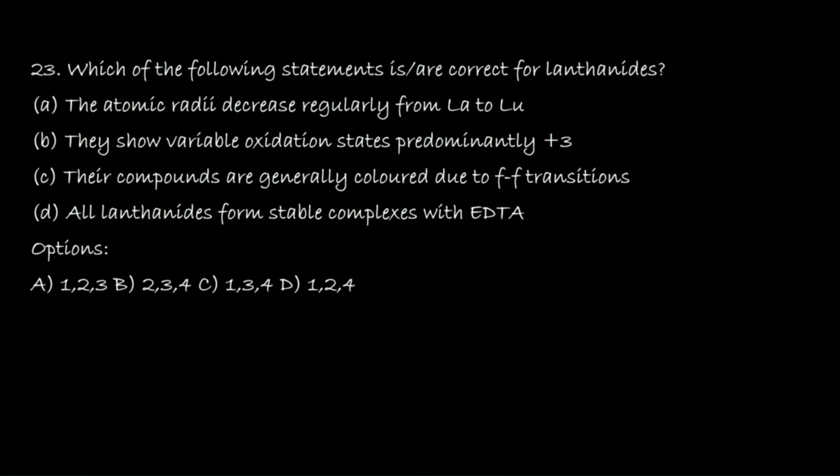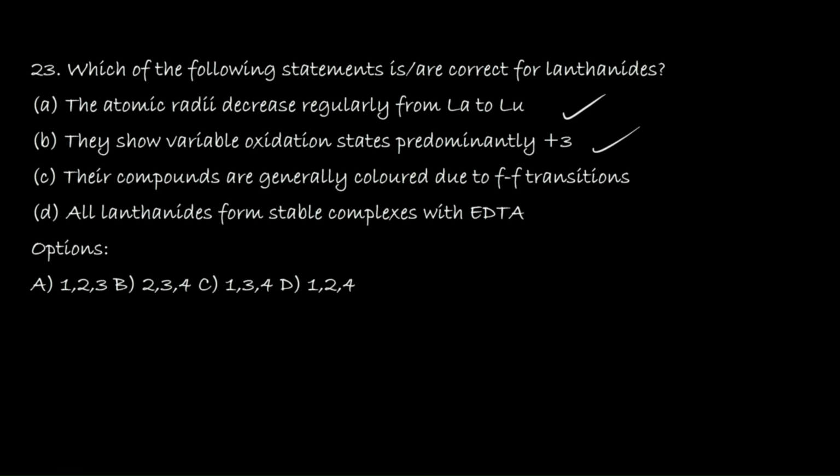Which of the following statements are correct for lanthanides? The atomic radii decrease regularly from lanthanum to lutetium. They show variable oxidation states, predominantly +3. Their compounds are generally colored due to f-f transitions, and all lanthanides form stable complexes with EDTA. Let's analyze one by one. Lanthanide contraction happens, right? Due to that, there is a decrease in atomic radii. So statement A is right and statement B is also right.